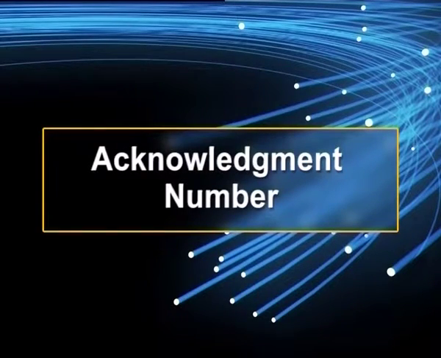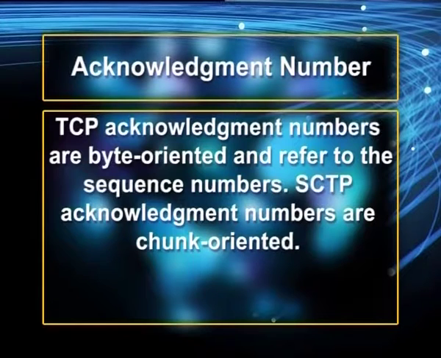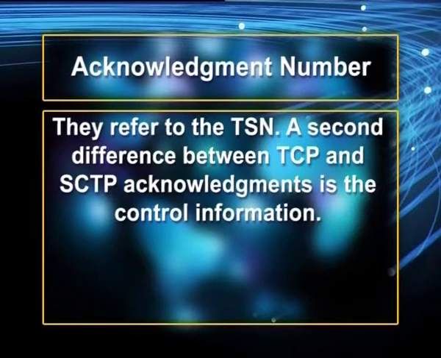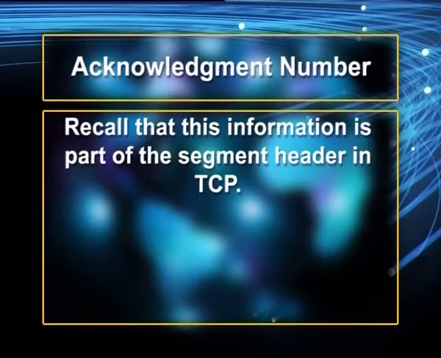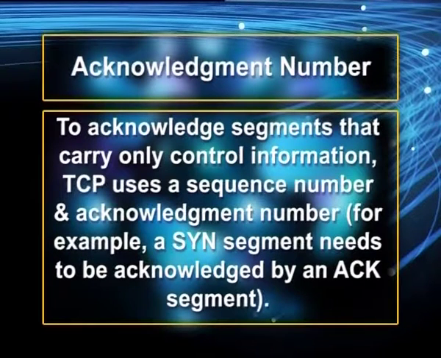Acknowledgement number. TCP acknowledgement numbers are byte oriented and refer to the sequence numbers. SCTP acknowledgement numbers are chunk oriented. They refer to the TSN. A second difference between TCP and SCTP acknowledgements is the control information. Recall that this information is part of the segment header in TCP. To acknowledge segments that carry only control information, TCP uses a sequence number and acknowledgement number. For example, a SYN segment needs to be acknowledged by an ACK segment.